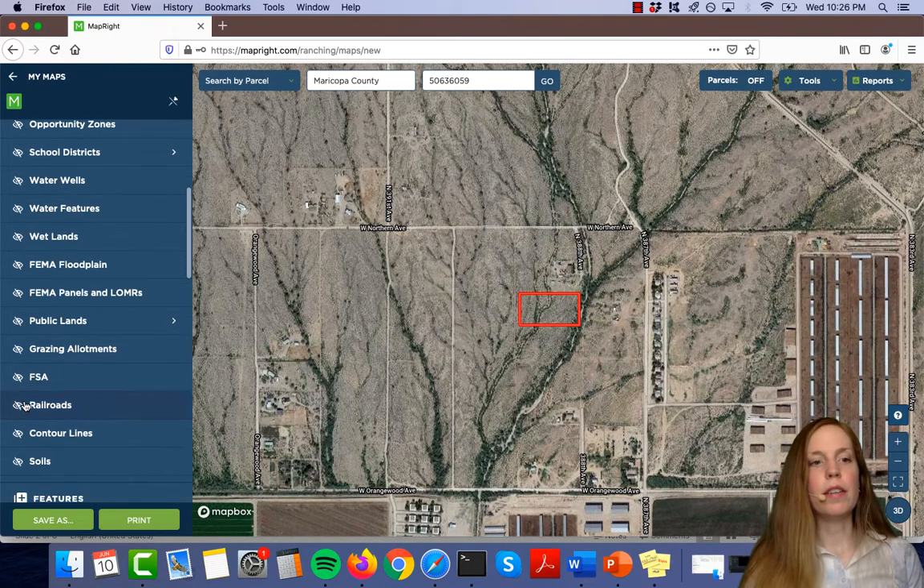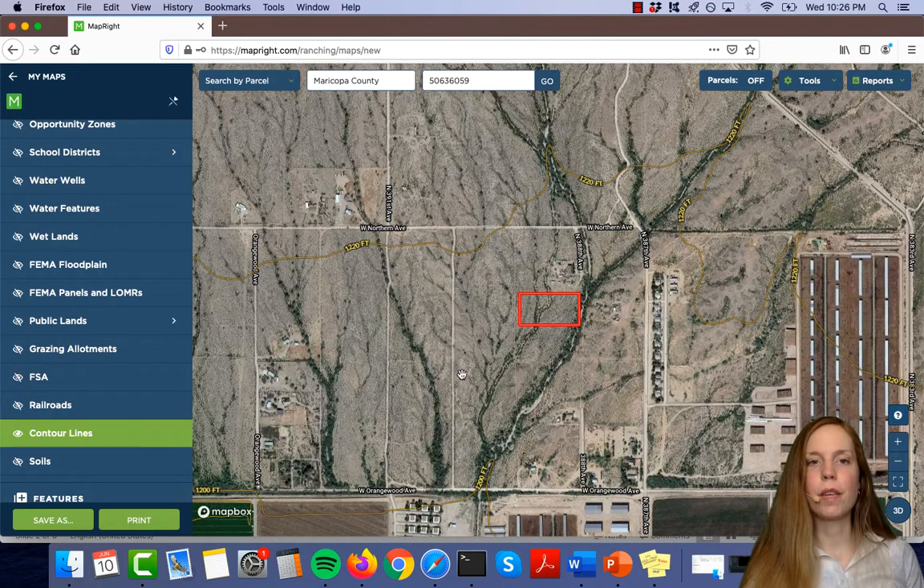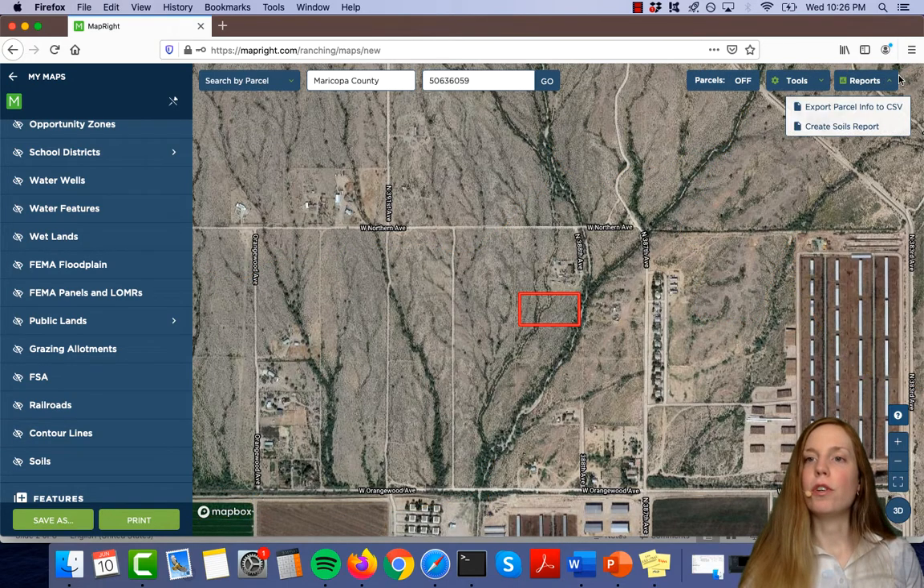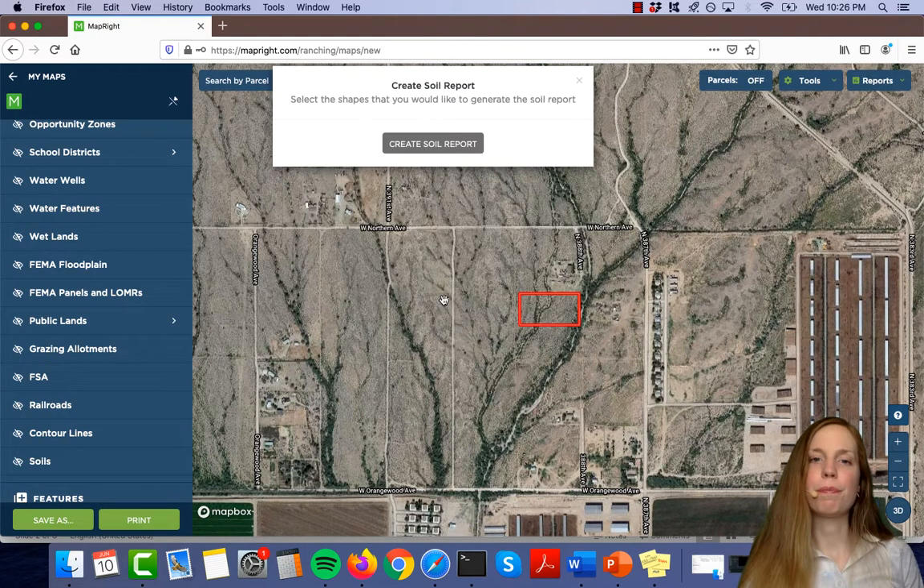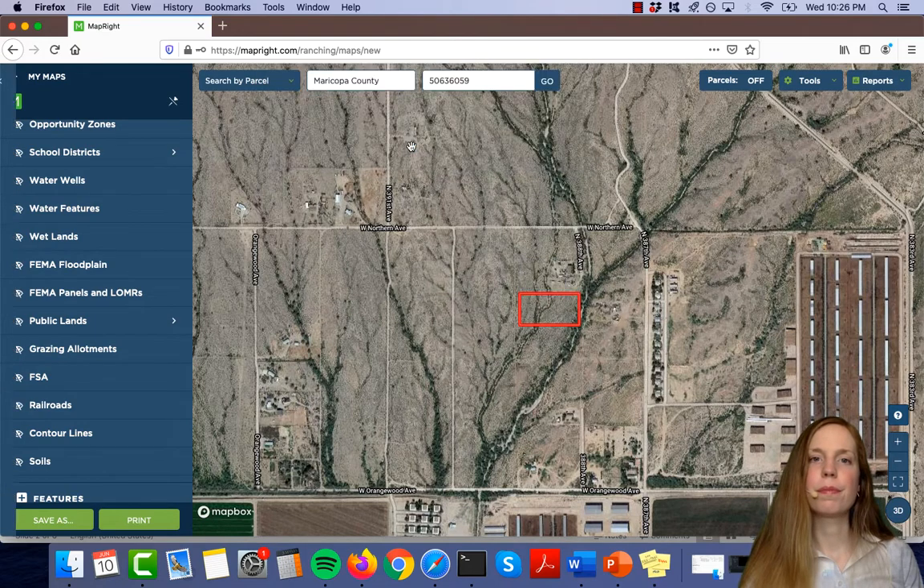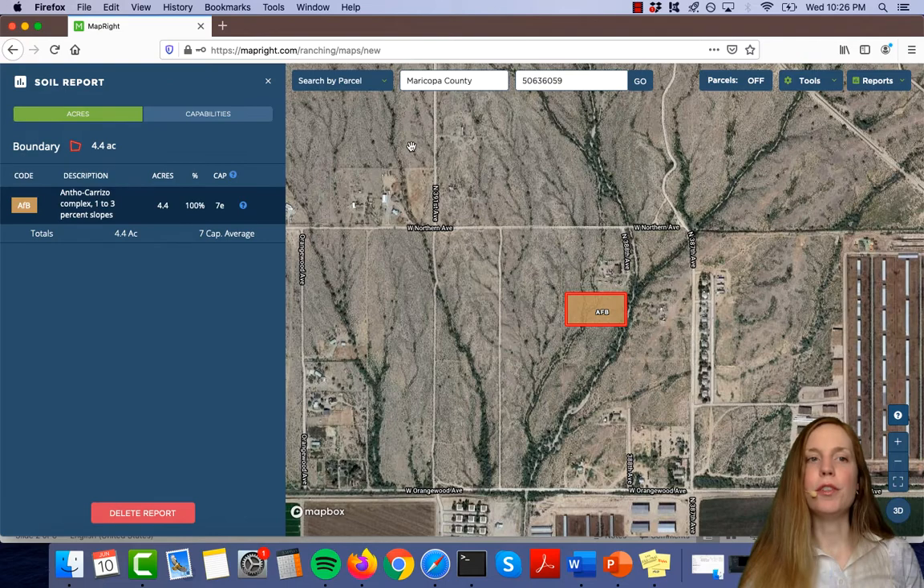Okay. Now this is another really great feature. We have contour lines. So you get an idea of what the elevation of the lot is. So we are probably around 15 feet, so 1,215 feet in this area. And we can also, and this one really is exciting, we can also generate a soils report. Now again, if you are looking to build on the lot or you have a buyer who's looking to build on the lot, this can be very helpful.